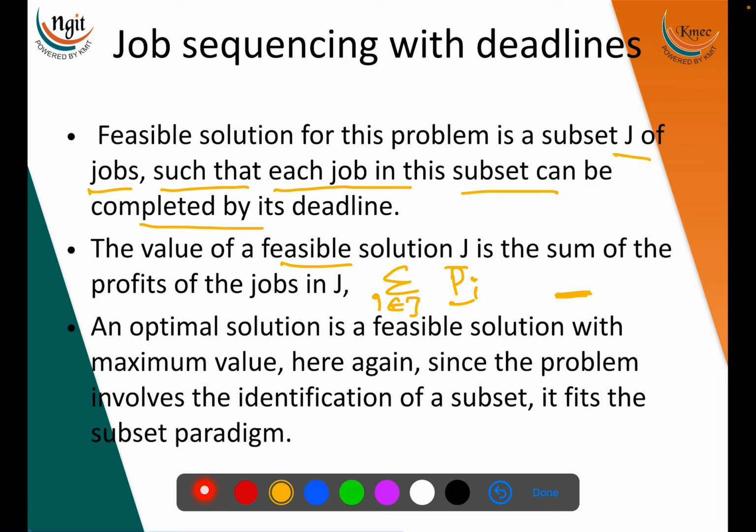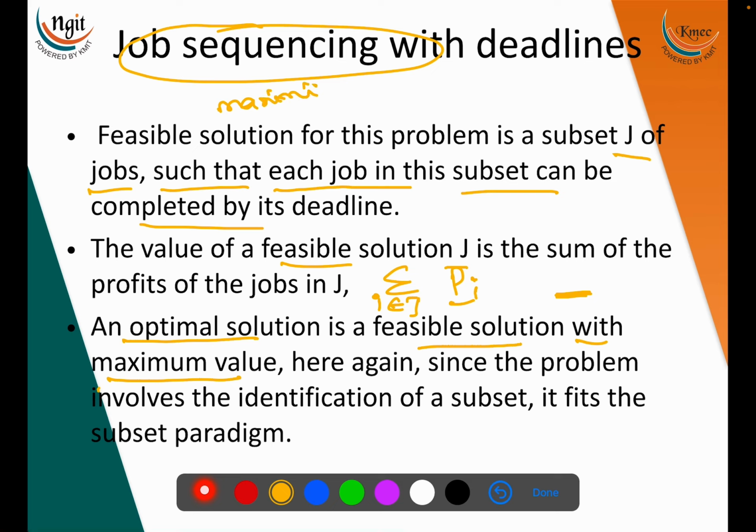Now, what is the optimal solution? An optimal solution should be a feasible solution with maximum value. So job sequencing is a maximization problem, or an optimization problem. An optimization problem is a problem whose result is either a maximization or a minimization. As the optimal solution of job sequencing with deadlines is the maximum value, you can say it is a maximization problem. Since the problem involves the identification of a subset, it fits the subset paradigm.